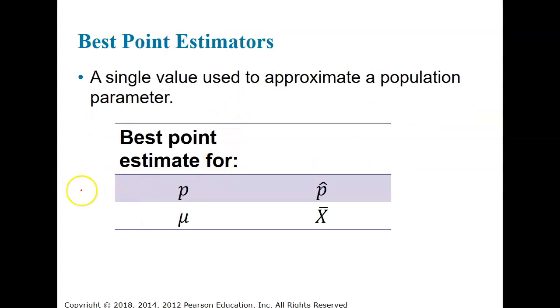In section 7.1, we're going to be talking about proportions, and the best point estimate for the population proportion is the sample proportion, which is p hat. In section 7.2, we're going to talk about means, and the best point estimate for the population mean is the sample mean. This goes back to those unbiased estimators. If you remember, p hat was an unbiased estimator that targeted p. X bar is an unbiased estimator that targets mu.